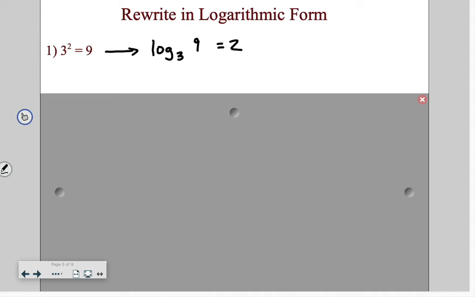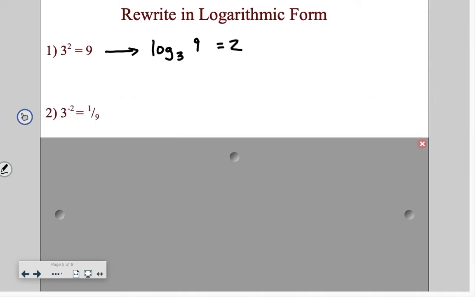If you then look, just to double check to make sure it makes some sense, look at what you have. If you ignore the equals 2 for a second, 3 to what power gives you 9? 2. That's what this is saying when you're looking at a log. 3 to what power equals 9? Let's do another one.